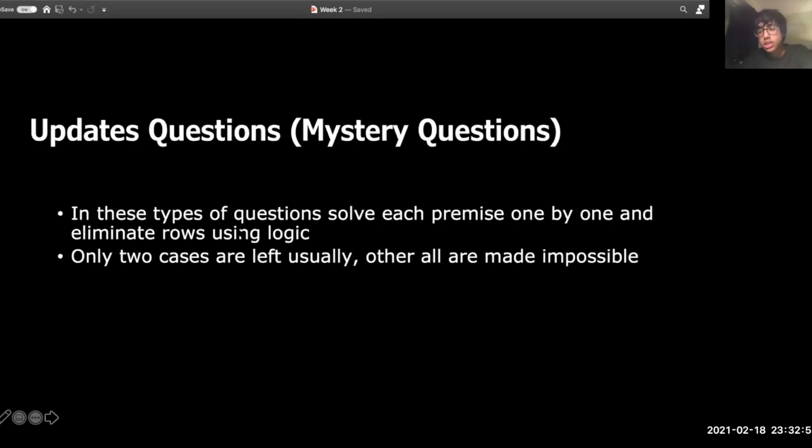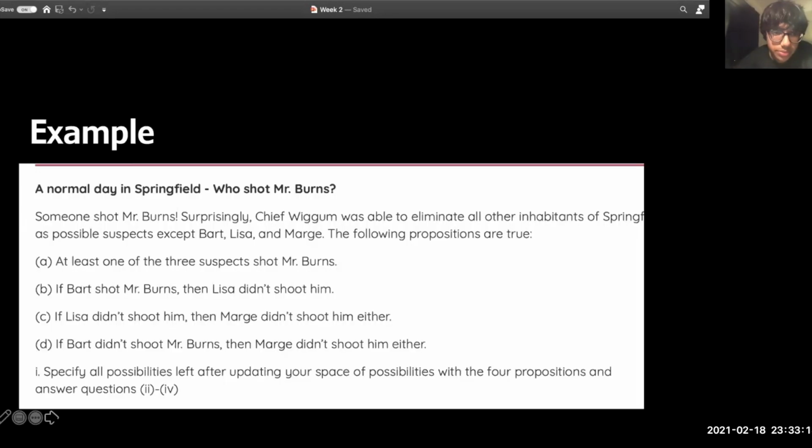Now here are some types of questions known as the updates questions. In these types of questions, you need to read the premises one by one and eliminate different choices. Only two cases are left in the end, and you need to draw a conclusion based on those two possible scenarios. Let's do one practice question.